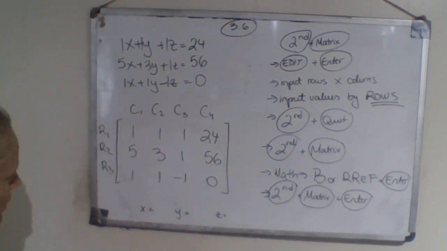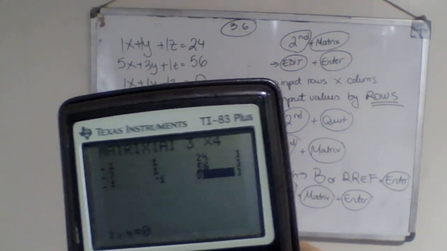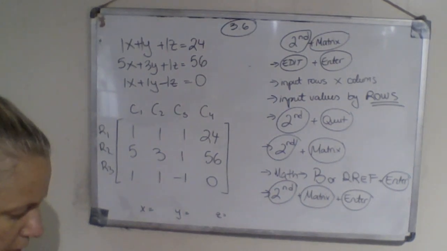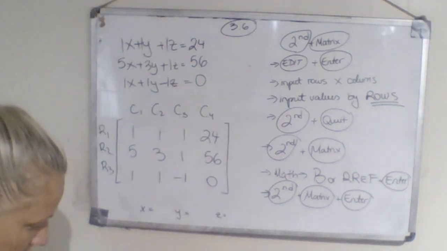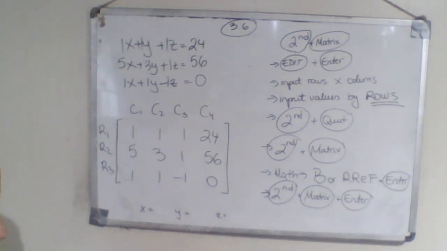Let's go ahead and do 1, 1, 1, 24. My first row is done. 5, 3, oh, I put the wrong number in. 1, 56 points. And then my third row is 1, 1, negative 1, and 0. I actually need to plug that in. So your last column should look like this. Okay? Second quit. I'm going to go back to second matrix over to math. I'm going to go all the way down to B. As soon as I hit B, it kicks me right out here. So I'm going to go back again to second matrix. I just need my first matrix right there, so I'm going to hit enter, and then hit enter again.